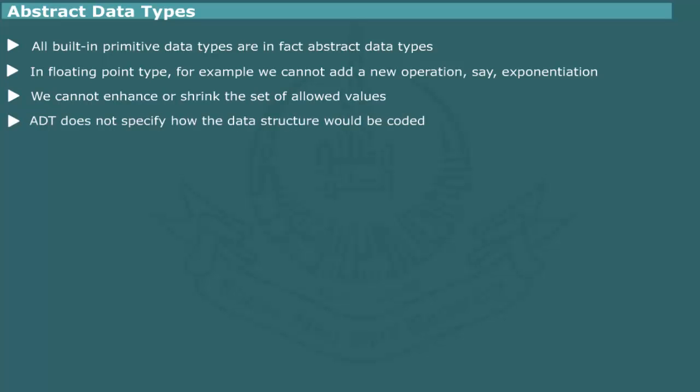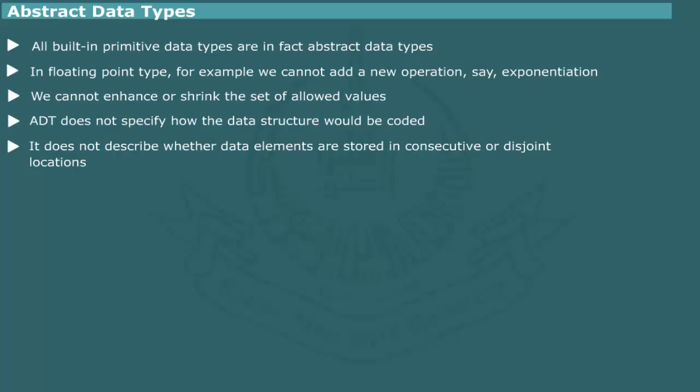It should be noted that abstract data types do not specify how the data structure and associated operations would be coded in a particular program. It also does not describe what storage structure should be used, that is, whether the data elements are stored in consecutive memory cells or in disjoint areas. In other words, abstract data types do not provide the implementation details. The user can choose any of the several available options. For example, an ADT stack may be implemented using an array or a linked list.